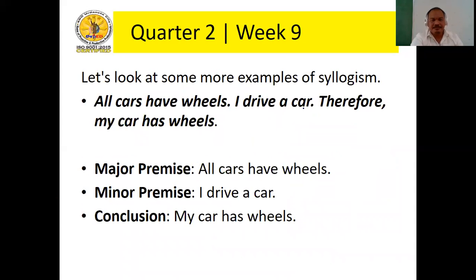Now, let us look at some more examples of syllogism. All cars have wheels. I drive a car, therefore, my car has wheels. The major premise of this one is all cars have wheels. I drive a car is the minor premise. Then the conclusion, with the word therefore: my car has wheels. So this is an example of categorical syllogism.